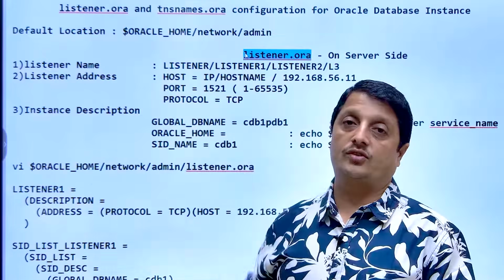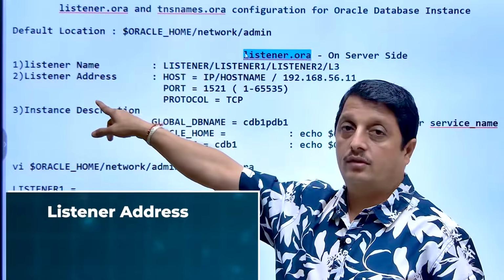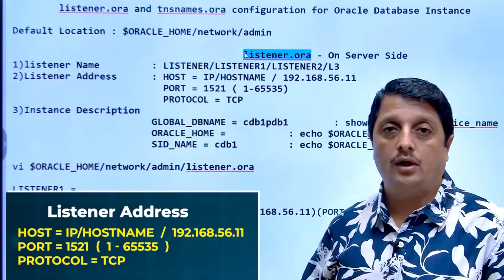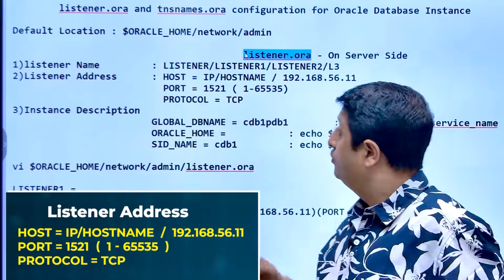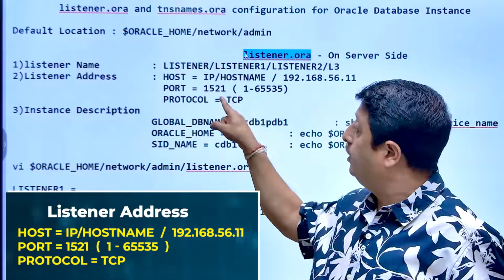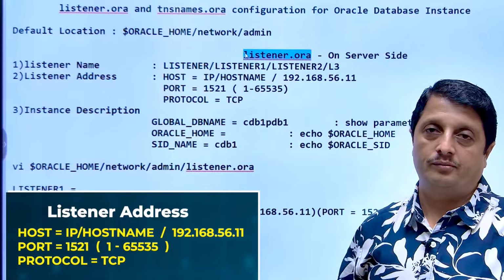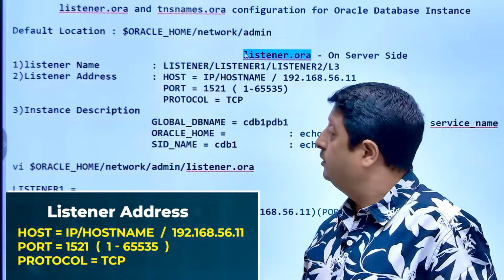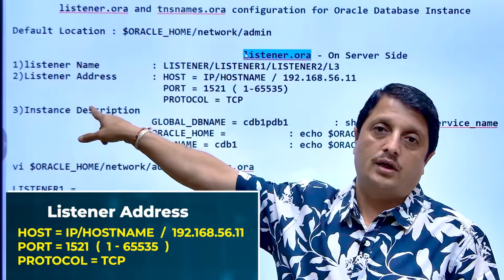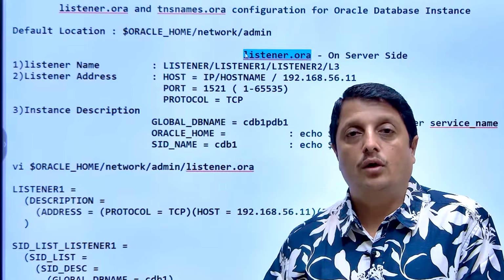The second one is my listener address, sometimes called the listening location or endpoints. The listener address will have 3 values. One is called host, in which you can put the IP address or the host name. Another is the port. The default port is 1521. You can put any value between 1 to 65,535. The protocol is TCP. So these 3 combined together are called the listener address, or just address. The listener name followed by the listener address is what forms the listening location.